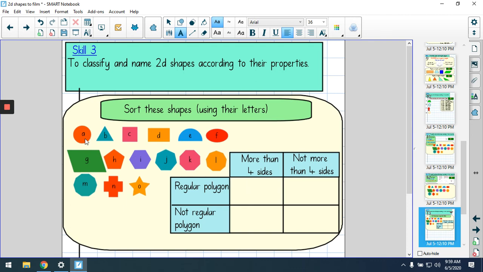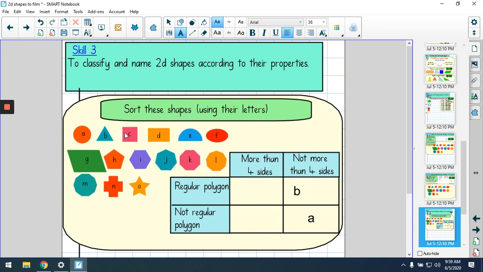So if we take shape A, is it a regular polygon? No, because it's not got straight sides. So it's not a regular polygon. So it's going to go in this bottom section. So the question is, has it got more than 4 sides? No, it hasn't. Not more than 4 sides. So shape A will go in this section here because it's not a polygon and it's not got more than 4 sides. Shape B, it's a regular polygon because it's got 3 sides the same length. It hasn't got more than 4 sides, not more than 4 sides, so B is going to go in here.